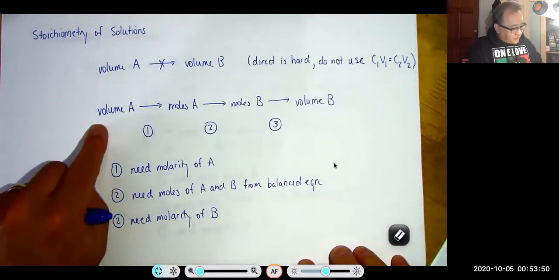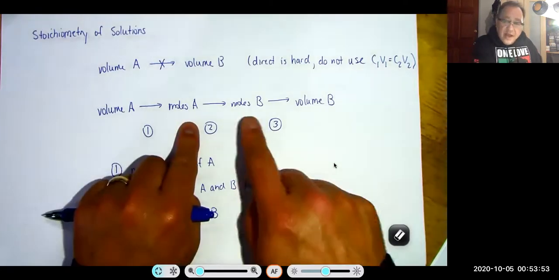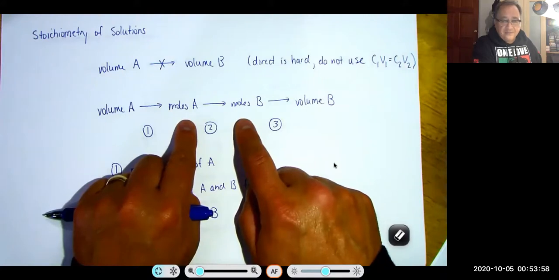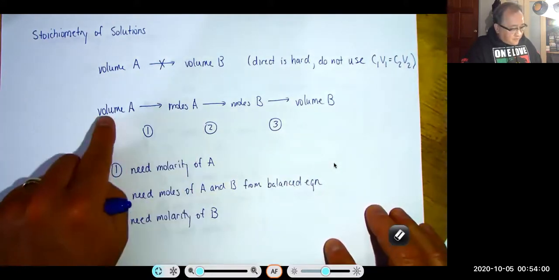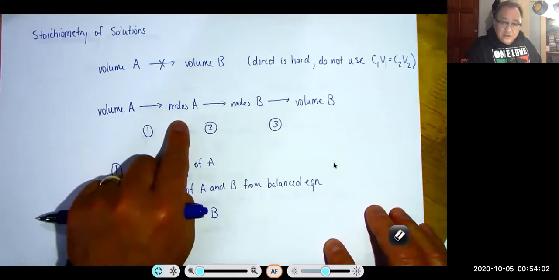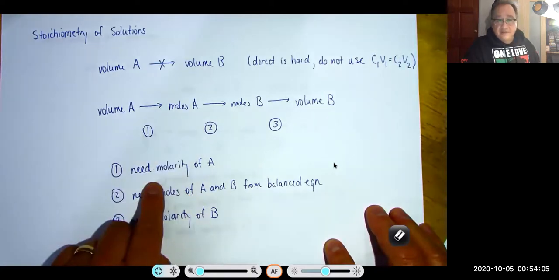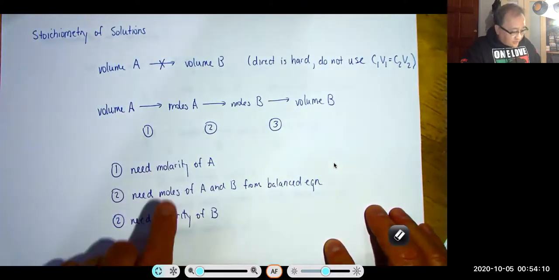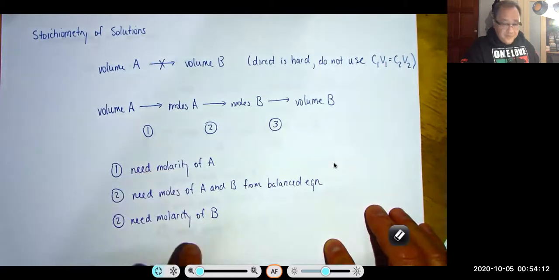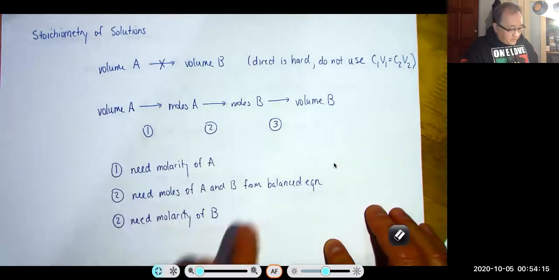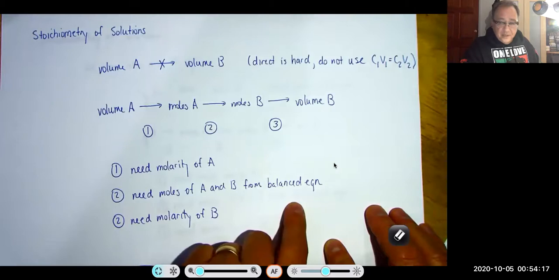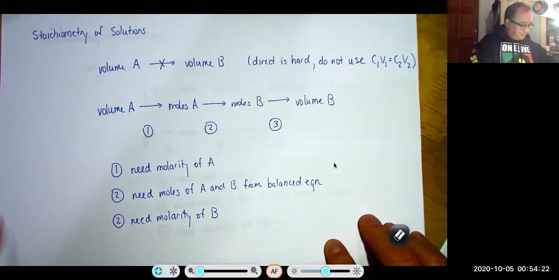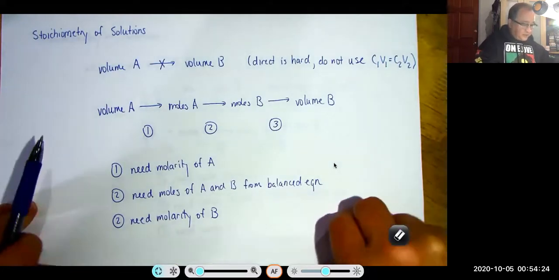Okay, so still in these reactions, the connection between A and B are the moles, and that's from a balanced reaction. So here we want to go from a volume of A to moles of A, and how do you do that? Well, you need the molarity of A, because if you have the molarity and the volume, you can get the moles, because concentration times volume would be moles. How do you go from moles of A to moles of B? You need the moles of A and B from a balanced equation. And how do you go from moles of B to the volume of B? You need the molarity of B. So that's how you do it with solutions.